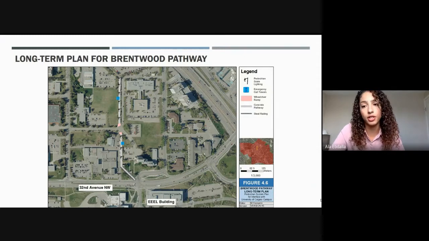Detailed cost estimations were also made for each problem area. These specific improvements for the Brentwood pathway were priced out to be around $195,000.